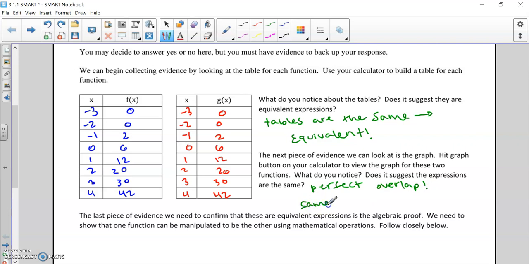So if it's the same graph, that means they are equivalent. All right. Okay, so that is how you would figure out whether two functions are equivalent using the graph, right? You just check to see if they fall on top of each other.